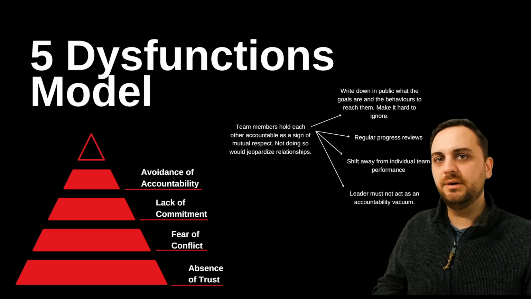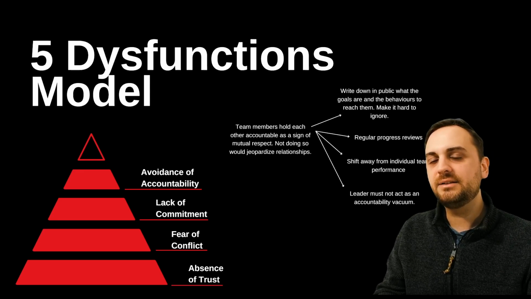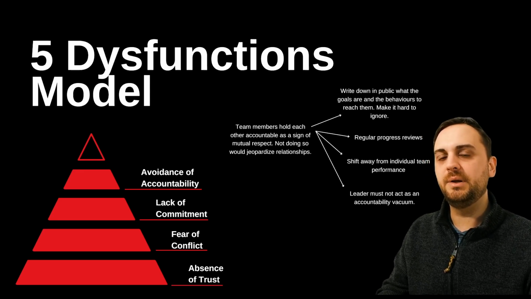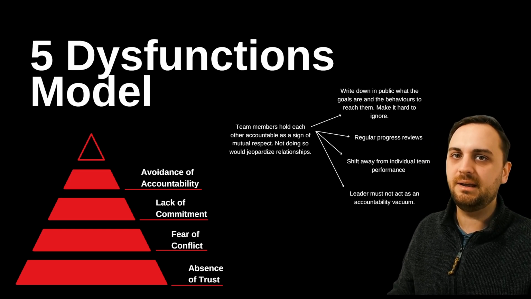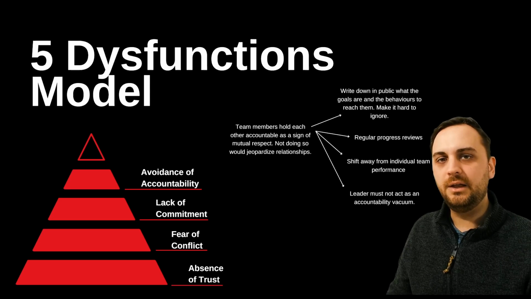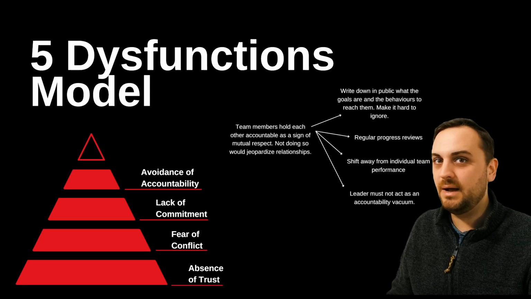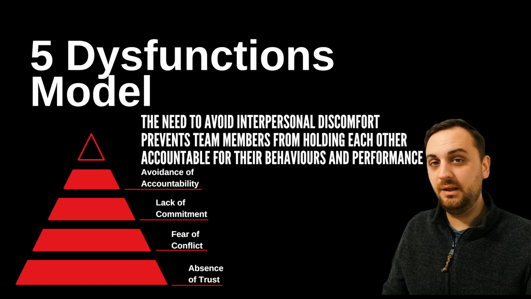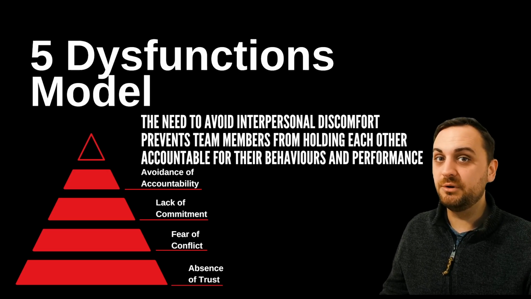So it's really important to act as somebody who makes sure you have that self-reinforcing group and not be the leader who takes away the accountability from everyone else, because it's a one-way ticket. It's going to be really hard to reinstall that accountability once you take it away from them. And you'll be overburdened and surrounded by a bunch of underperformance you don't know how to deal with. And this is summarized really well with this statement: the need to avoid interpersonal discomfort prevents team members from holding each other accountable for their behaviors and performance.